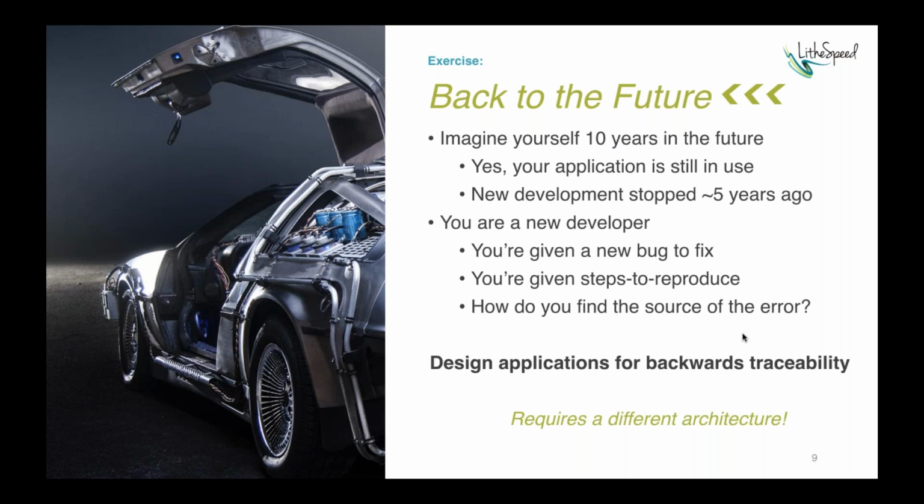Imagine, what if your application was not retired and not replaced, and somebody in the future has to come through and debug and develop your application? Imagine you're this new developer 10 years off into the future. You've been given a bug to fix, and you've been given steps to reproduce, hopefully, and you need to go find the source of the error and fix it. This mental exercise of figuring out how to do that in the best and most optimal way really helps you to design applications with backwards traceability. And what I found is it required a very different architecture than we were traditionally building and putting together.